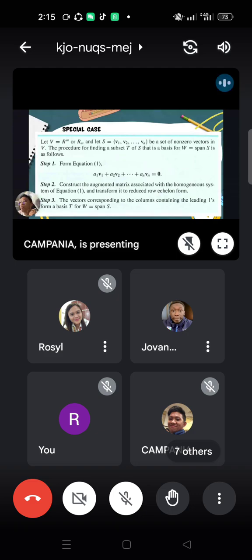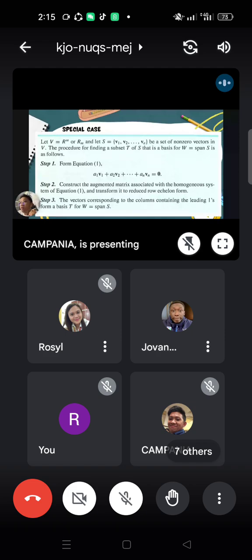The leading ones form a basis A for W, which is also equal to the span. That means the diagonal will be equal to 1. If not all, then we are going to choose one of the examples.